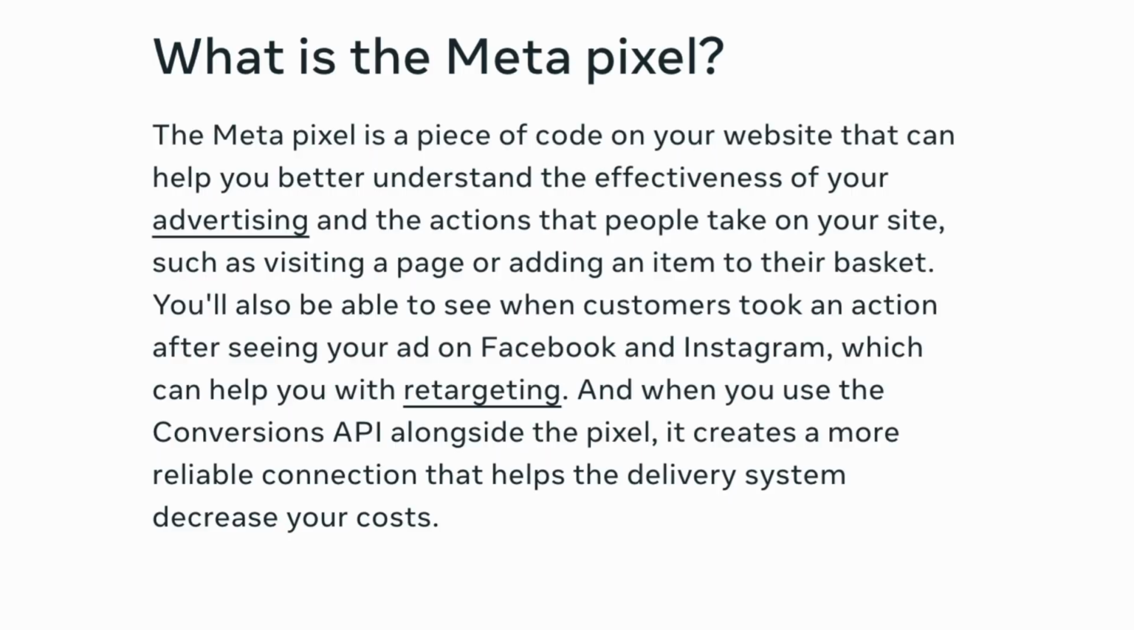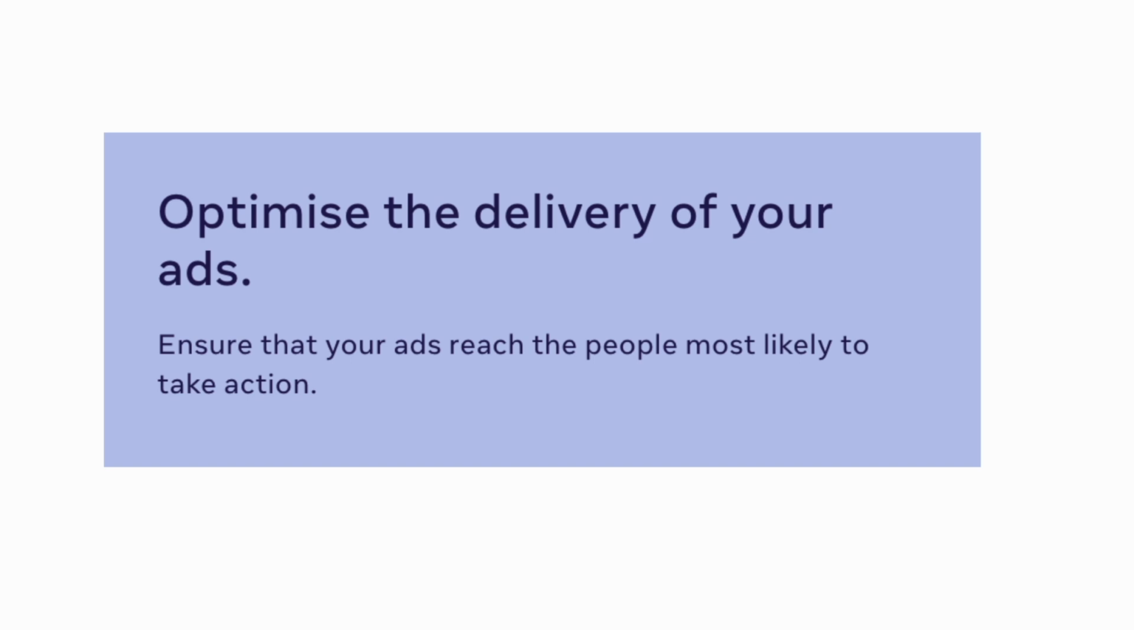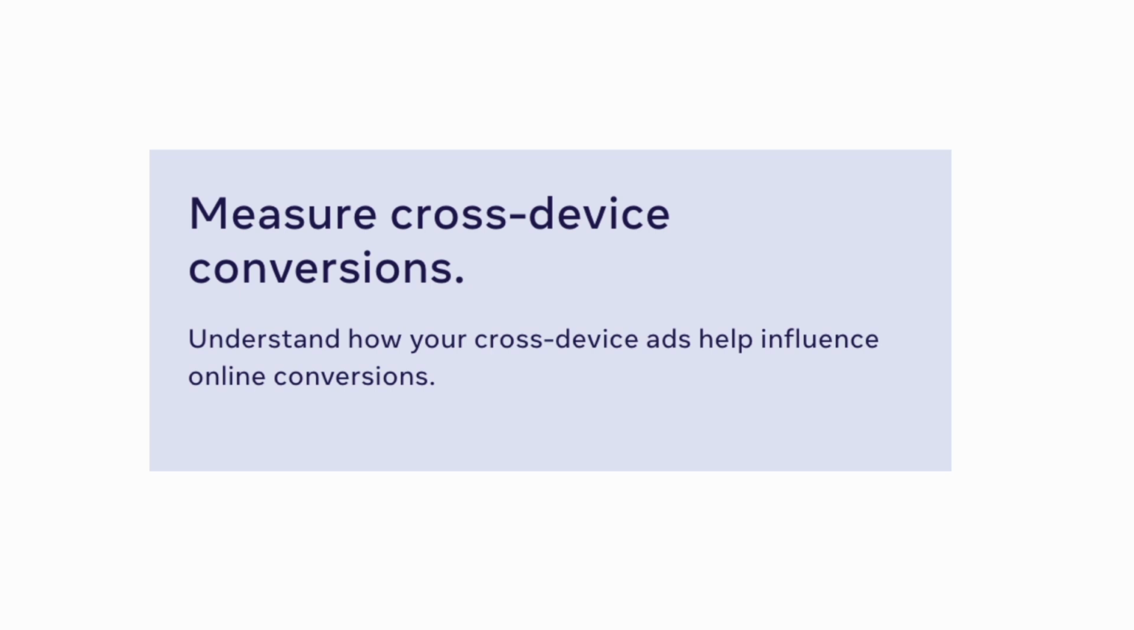retarget those people. And when you use the conversion API alongside the pixel, it creates a more reliable connection that helps the delivery system decrease your cost. When your Facebook pixel is trained and knows what kind of people come to your website, Facebook creates a very reliable connection that helps the delivery system, that is the Facebook system, decrease the cost of acquisition, whether it's a lead or a purchase. It will optimize the delivery of ads, ensuring that your ads reach the people most likely to take action. Measure cross device conversions. Understand how your cross device ads help influence online conversion.